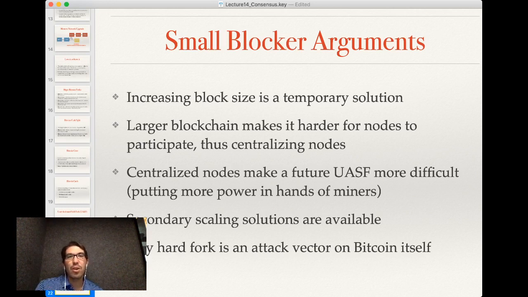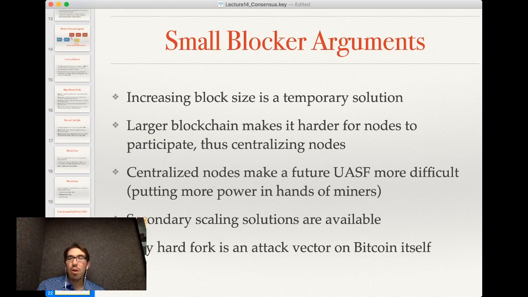So if it's harder to run a node, and if you want to encourage people to run their own nodes, then you really don't want to increase the block size that much. And if there are fewer people running their own nodes, more miners, as a percentage, will be running nodes, and you have centralized places that are running nodes instead of users running their own nodes. This makes making any of these future user-activated soft forks more difficult.